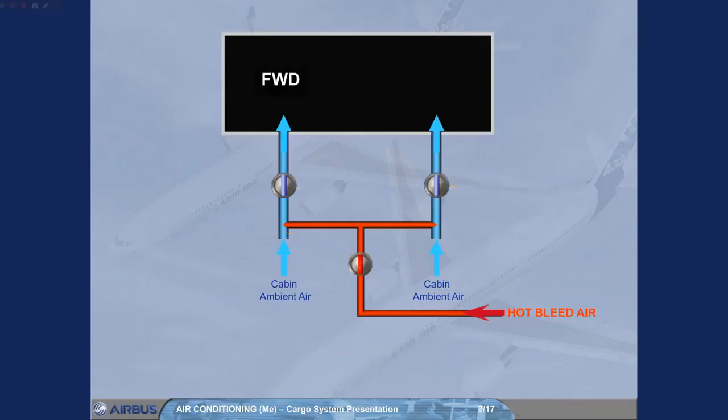Also, this air can be optionally mixed with cold air from the Pack 2 via a cold air valve. Note: if the cooling is operated below 20,000 feet, the Pack 2 outlet temperature is limited to 5 degrees Celsius to avoid ice accretion on the cold air valve.